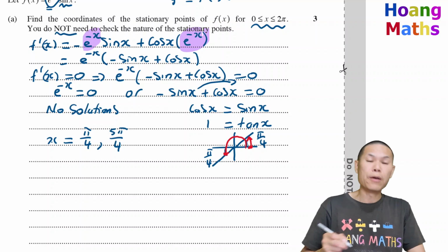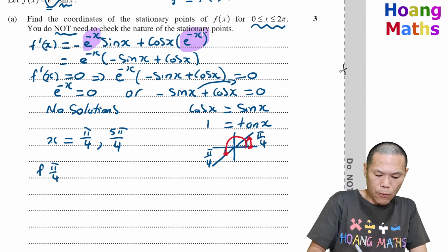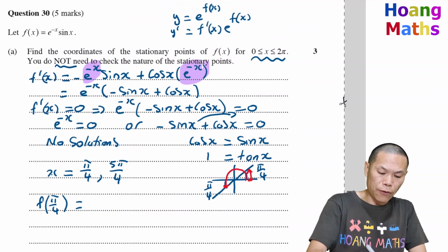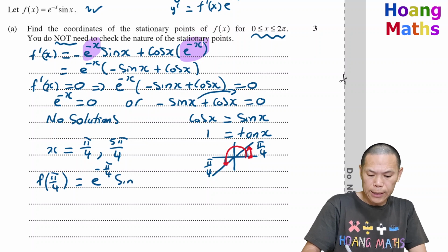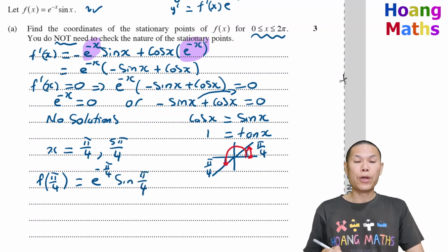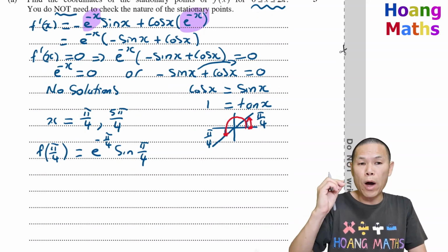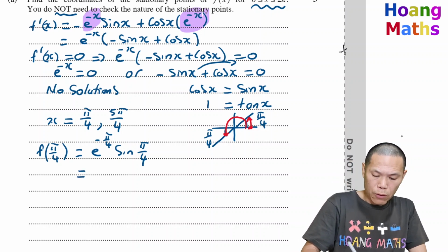That's not required by the questions. So now we just have to find f of pi over 4. I just substitute into this function here. So e to the negative x becomes e to the negative pi over 4, and then sine pi over 4. And don't forget, sine pi over 4 is 1 over root 2. So that will give me e to the negative pi over 4 times 1 over root 2.